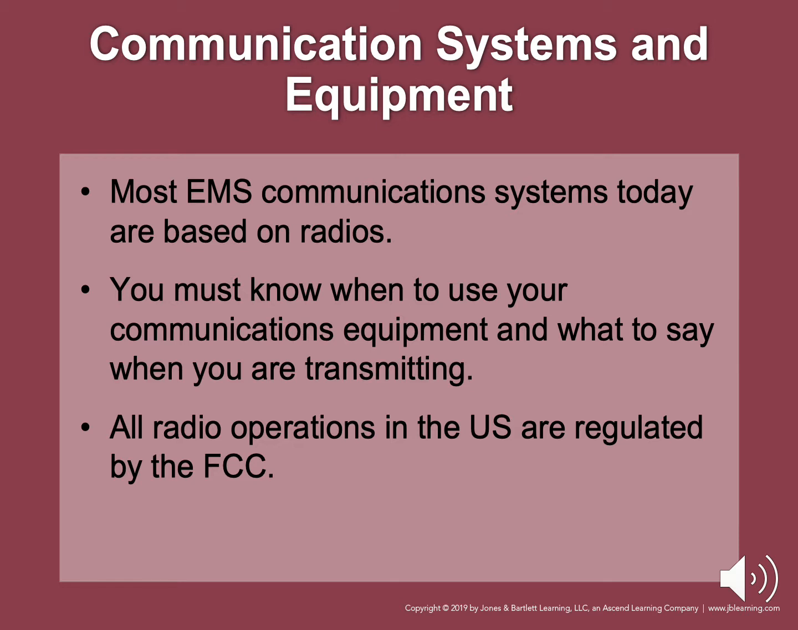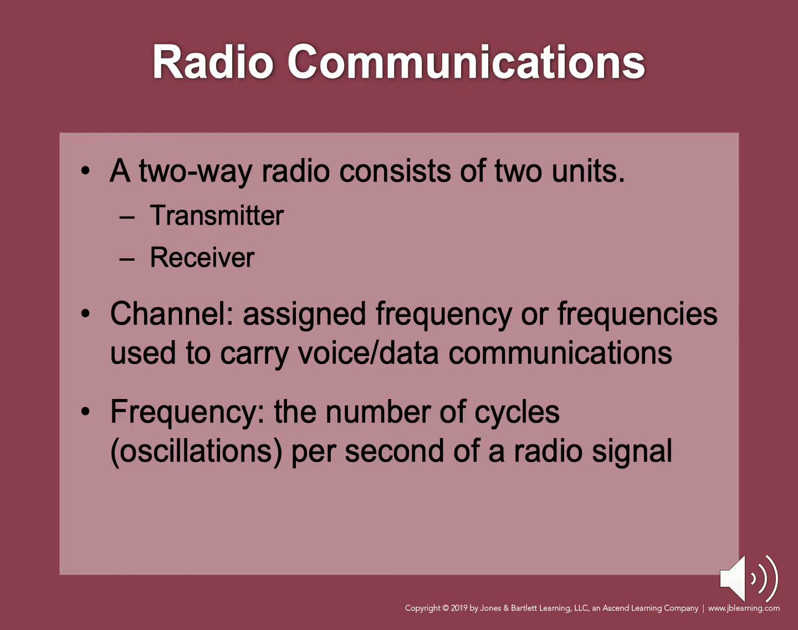It is a two-way system. So some base stations may have more than one transmitter and/or receiver. They may also be equipped with one multi-channel transmitter and several single-channel receivers. A channel is an assigned frequency or frequencies used to carry out voice or other data communications, and a frequency is the number of cycles per second of the radio signal.